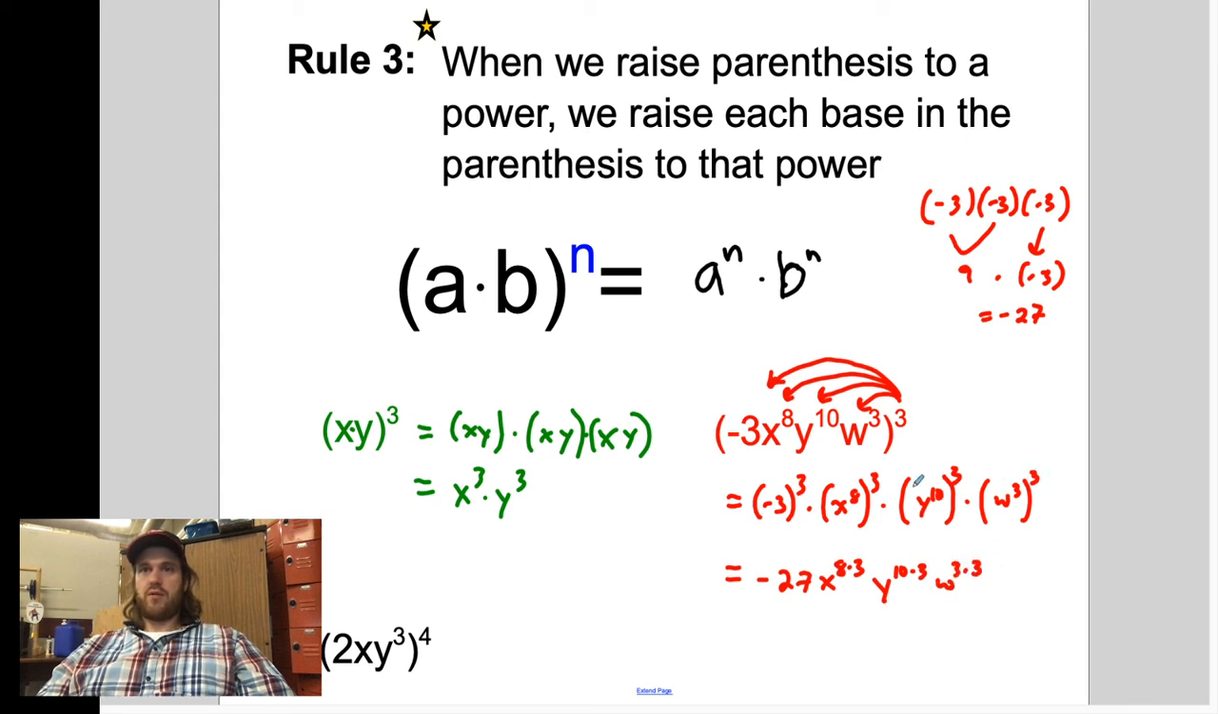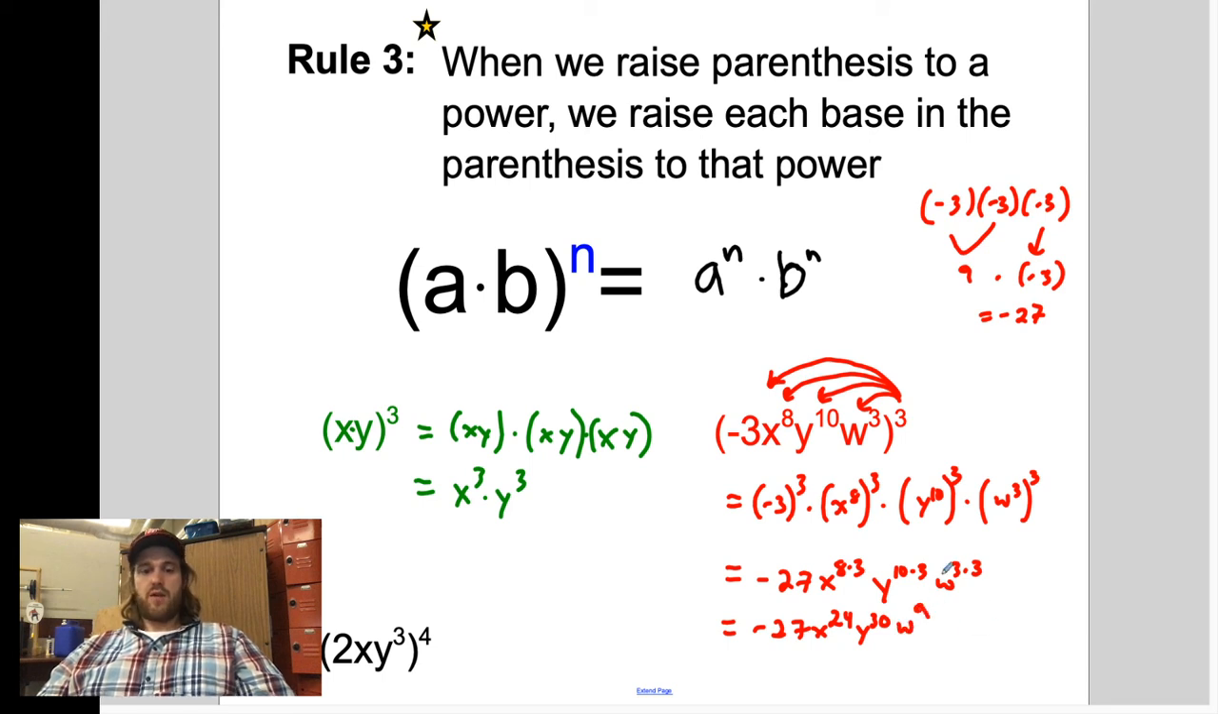We're raising all of these who already have an exponent to a power. All right, that's x to the 24th times y to the 30th times w to the 9th.